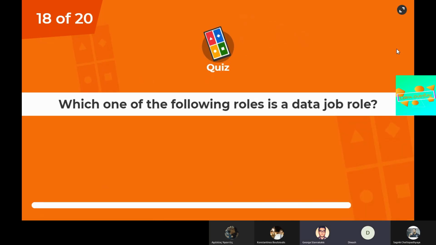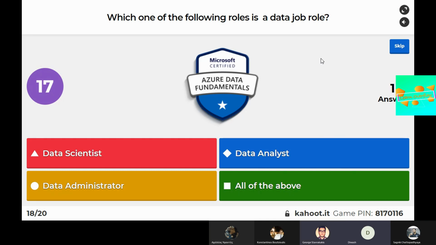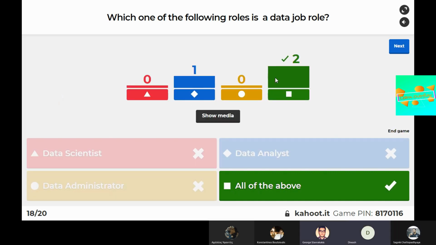Which of the following roles is a data job role? Data scientist, data analyst, data administrator, all of the above. For data job roles, this comes under the second module of the first Learn path, and it clearly describes each of the data scientist, data analyst, and data administrator, or we say database administrator. So all of the above is the correct one.